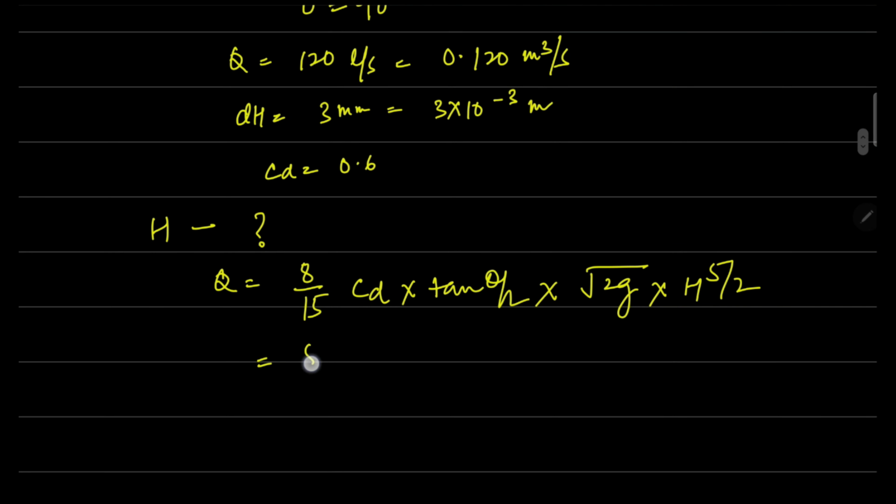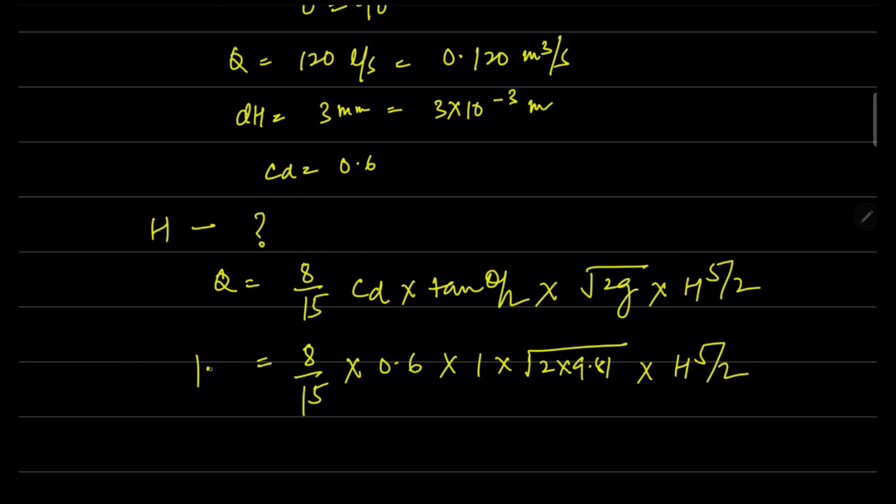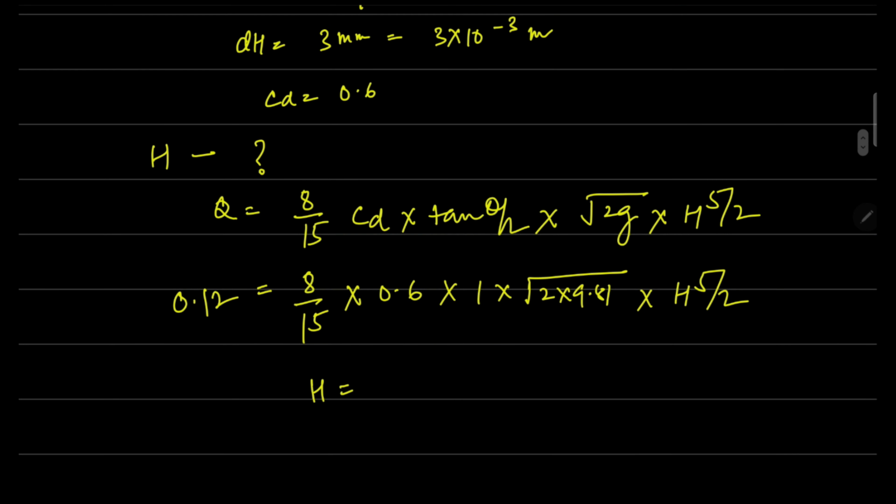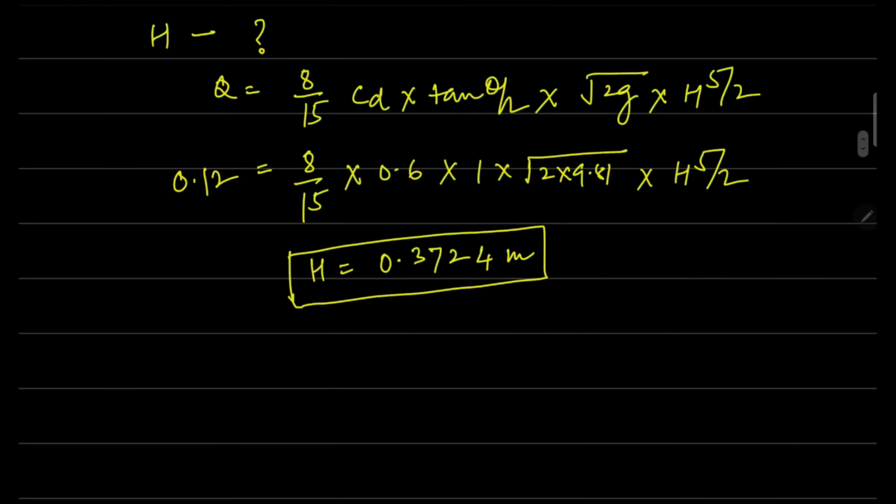So let's put all the values. 8 by 15 multiplied by 0.6 multiplied by tan theta by 2 will be 1, multiplied by under root 2 times 9.81, multiplied by h raised to the power 5 by 2, and here it is 0.12. So h will be equal to 0.3724 meters. Now we are aware of how much dh is available.